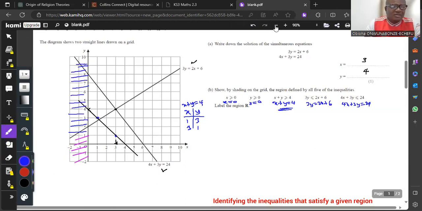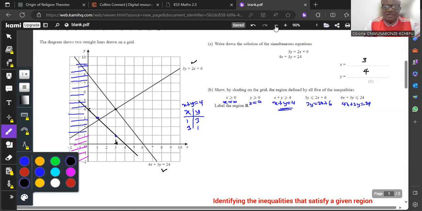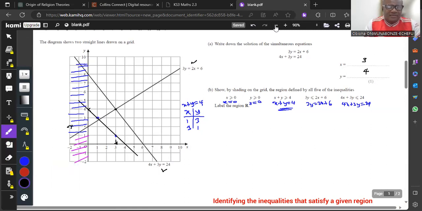So this is the region that represents x less than 0. Remember, we are shading the unrequired region. Please, let's always remember that we're shading the unrequired region. Then for y greater than 0, it is above the x-axis, because the line y equal to 0 is the x-axis. So above the x-axis is the greater. So I'm going to shade below.